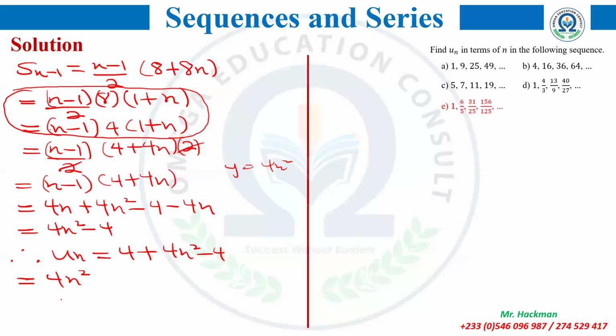All right, so in that case, let's test and see. Maybe we'll do it for the first one. u sub 1 would be equal to 4 into 1 squared. 1 squared is 1, times 4, and that will give you 4, and that's the same as the first term there. u sub 2 gives us 4 into 2 squared. 2 squared is 4, times 4, and that will give us 16. So indeed, what we have here is the formula for the u sub n.